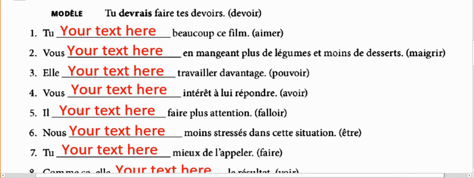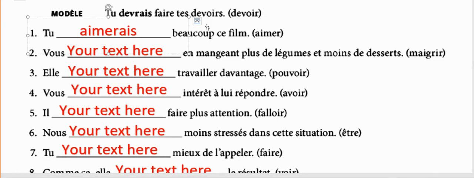It says: Faites des suggestions complétées avec le conditionnel du verbe entre parenthèses. All right, so here we go. Tu aimerais, right there. Okay, tu aimerais, tu aimerais beaucoup ce film. You would like this movie a lot.